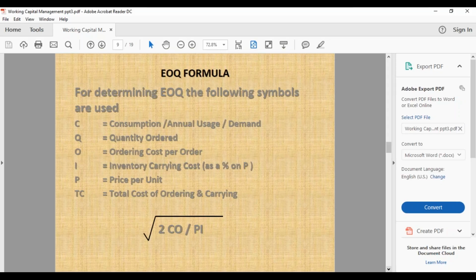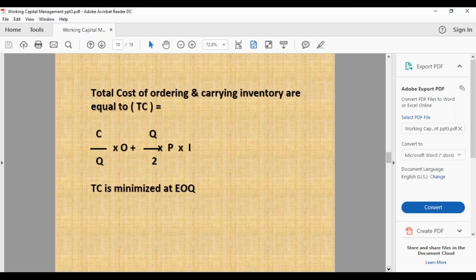So this is the formula. Now we come to the next term, which is total cost of ordering and carrying. This is given by C into O divided by Q, which is the ordering cost, plus Q into P into I divided by 2, which is the cost of carrying the inventory. Total cost of ordering and carrying is minimized at EOQ.